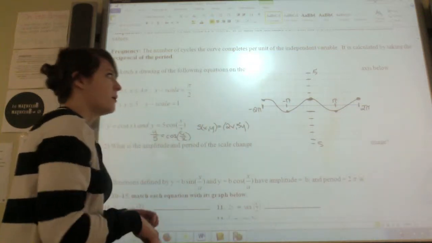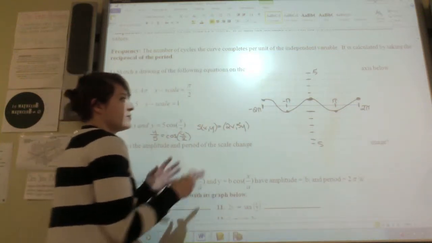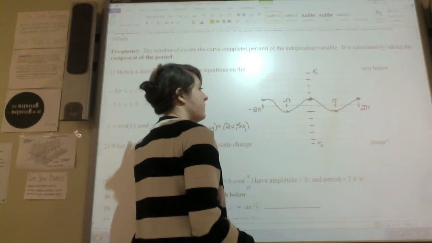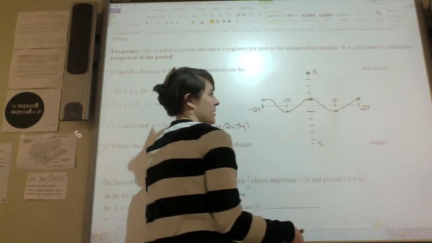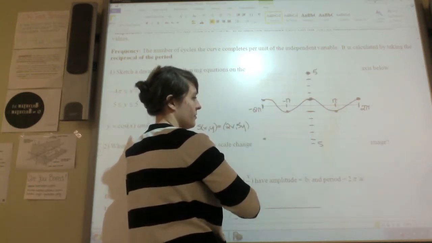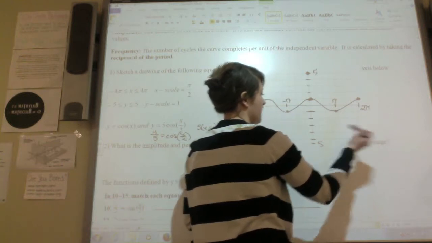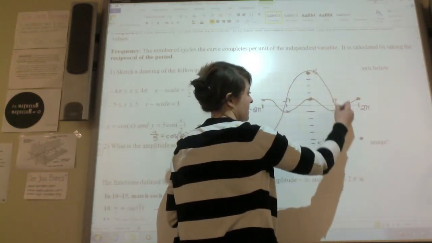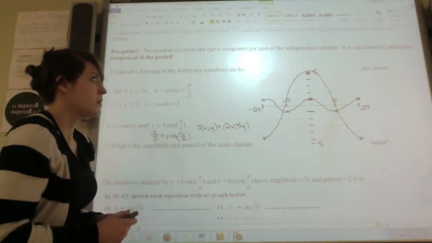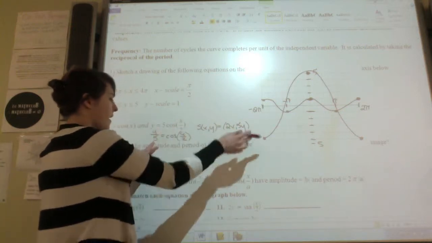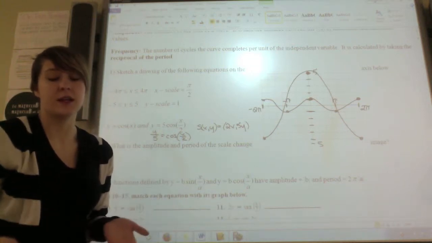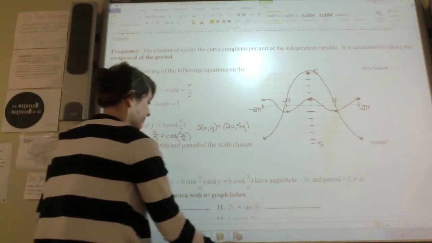Now with the scale change that I've applied, I've stretched my period out to 4 pi, and I've stretched my minimum and maximum out to 5. So I'm starting at my maximum here, and then this is going to be halfway through, and this will be halfway through, so this is going to be that new function. So this would be the graph of y equals 5 cosine x over 2. And notice that I did all of that without a calculator. That's what I expect you guys to do on the quiz or the test.